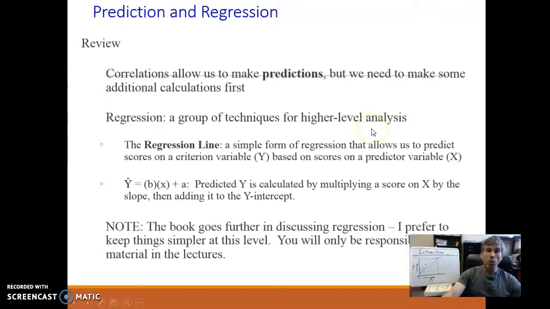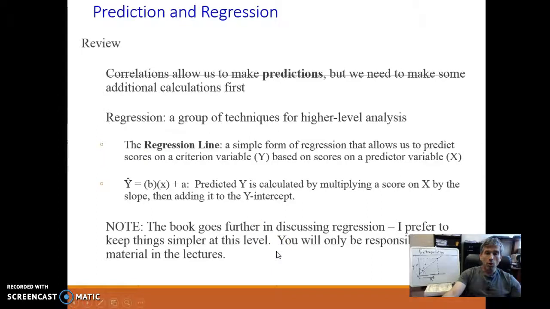All right, so let's wrap things up. Correlations let us make those predictions, but of course, we have to do some extra calculations, even if we already have the correlation, to get to that point. But it's not very difficult to do. You just have to remember those handful of calculations you need to make. Regression is a large family of techniques for higher level analysis that usually revolve around trying to predict things that haven't happened yet or that are unknown. The regression line is the simplest form of regression. It lets us predict scores on a criterion variable based on scores on a predictor variable. And again, it all ties into this linear regression equation.